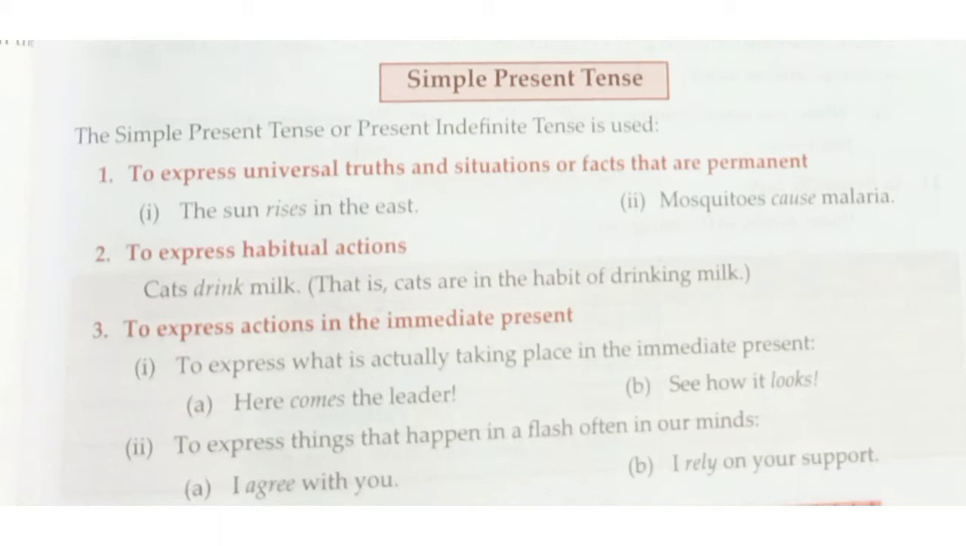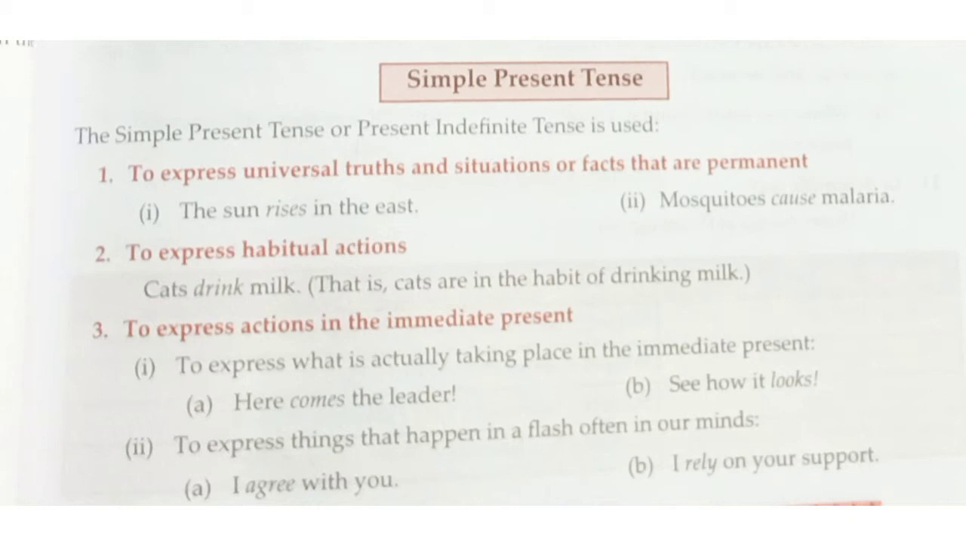Now, the second use is to express the habitual action, like an action on a regular basis. For example, if I say "cats drink milk," this is also a very fine example. Here the cats are in the habit of drinking milk every day. That means habitual action. When we talk about the habitual action, we use the simple present tense.